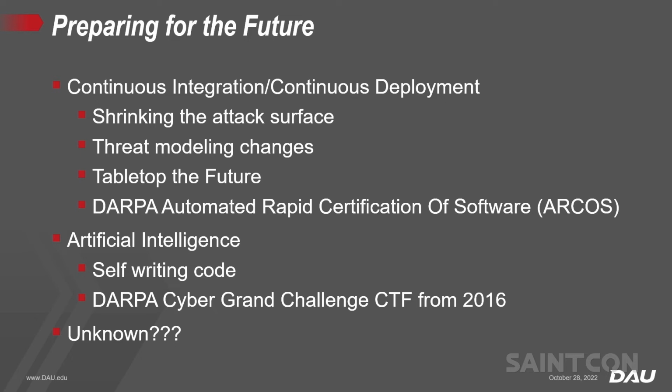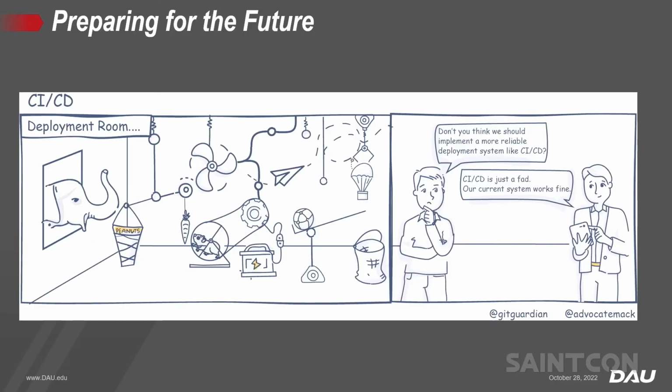DARPA's worked a lot with artificial intelligence. If you look back at the Cyber Grand Challenge from, I believe, 2016, when they went to DEF CON and did their autonomous CTF within the servers, that's a big aspect. Self-writing code and other aspects go into that. So CI/CD, those deployment rooms often aren't built well, especially from legacy groups moving forward.